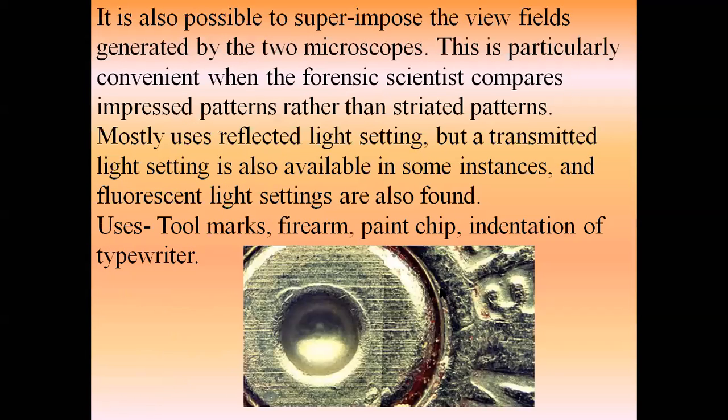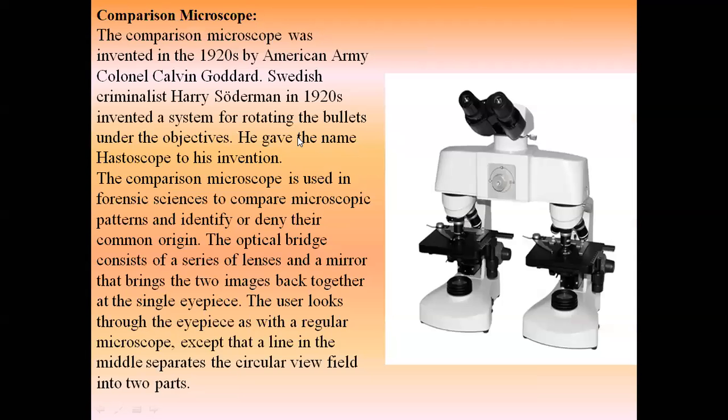this resulting image. If you see, there is a very fine line in this. So every comparison microscope will have this kind of image. Half of the image will be formed from one microscope, and the other half of the image will be formed by the other microscope. So that is the idea. This was just the theory portion. The comparison microscope was invented in the 1920s by Calvin Goddard.